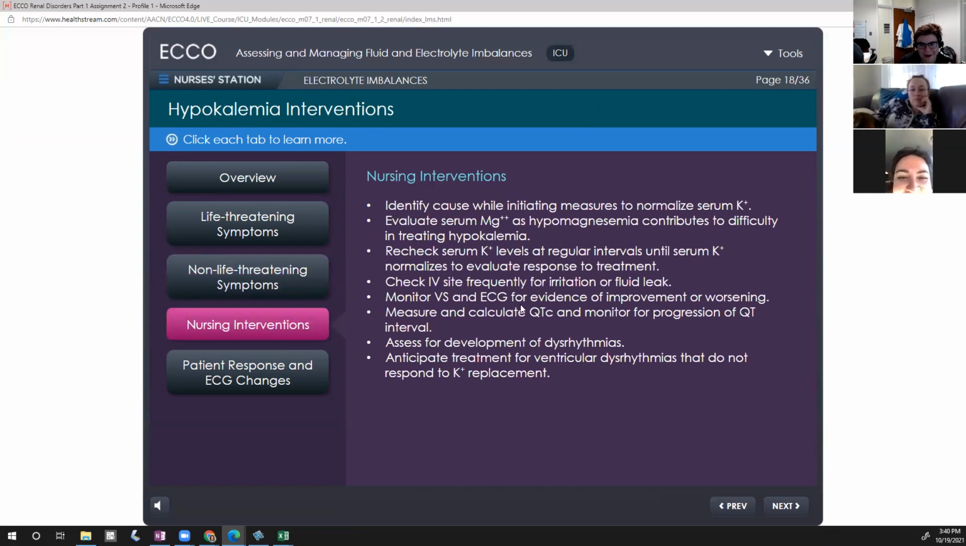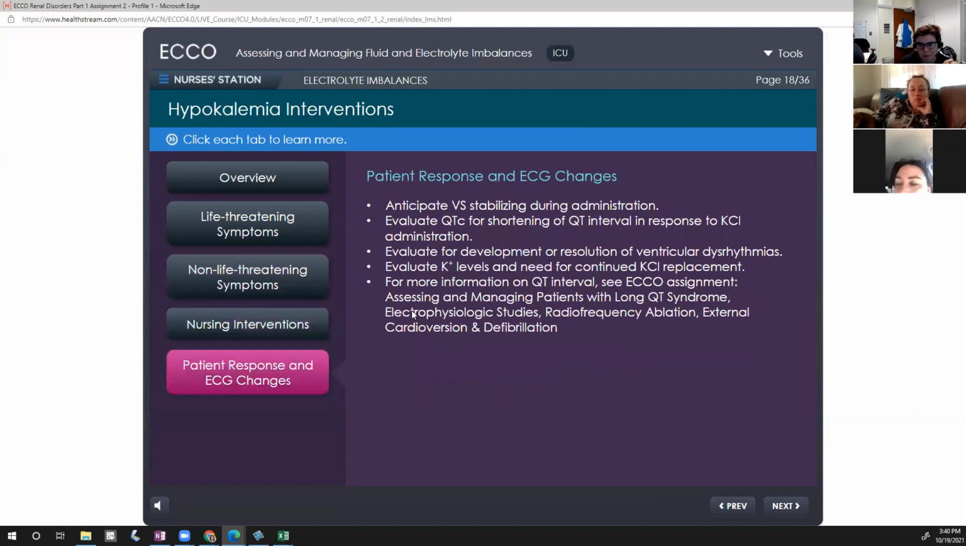Obviously, try to identify the cause. Make sure that we're monitoring QTC. So when you're doing your interval measurements for the test, keep an eye on QTC. And then things, obviously, that you'd want would be to see improvement in their K levels. If they've got some sort of dysrhythmia, that starts to resolve and that their EKG starts to look more normal.